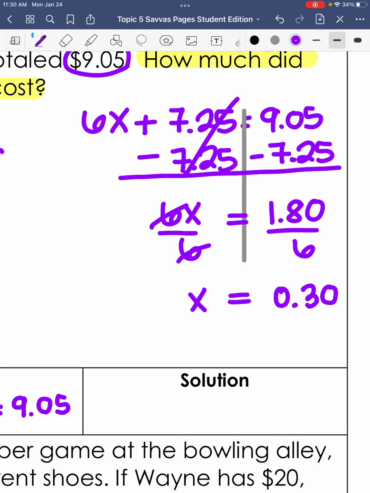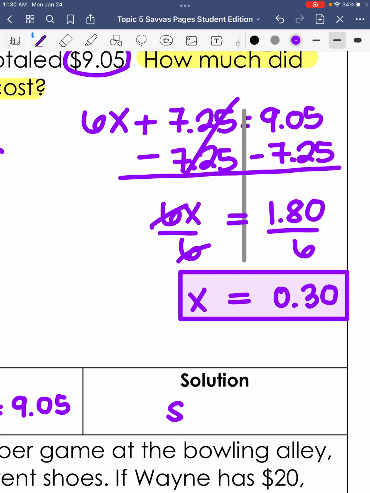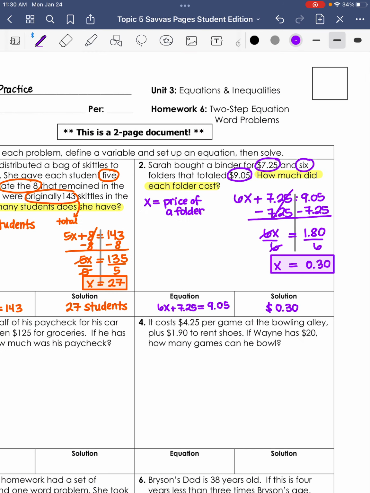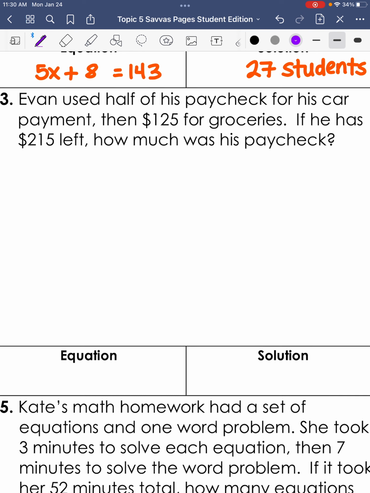Because we're talking about money, I'm going to add that extra 0, because that tells me that each folder costs 30 cents. So my solution is 30 cents per folder. Okay, moving on to number 3.